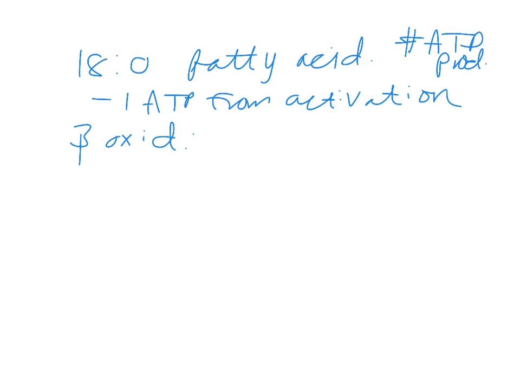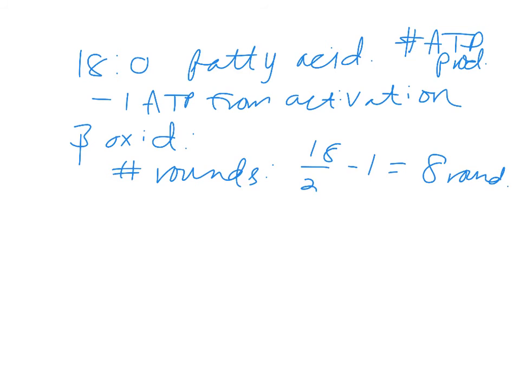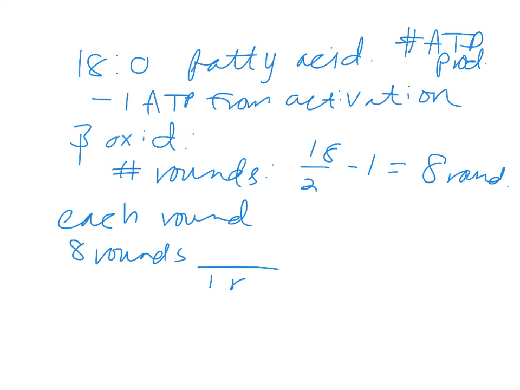Okay. So from beta-oxidation, we know that for an 18:0, the number of rounds is going to be 18 divided by 2 minus 1. So that should be 8 rounds. In each round, I get 1 NADH and 1 FADH2. So if I have 8 rounds, for every 1 round, I get 1 NADH. So that will multiply out to be 8 NADH.